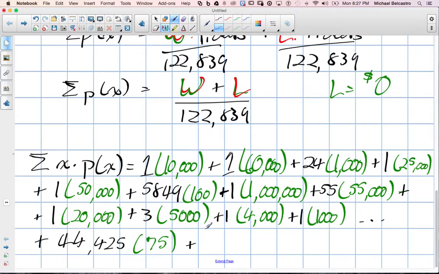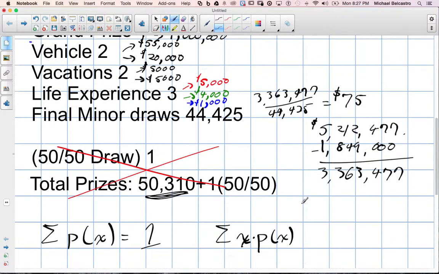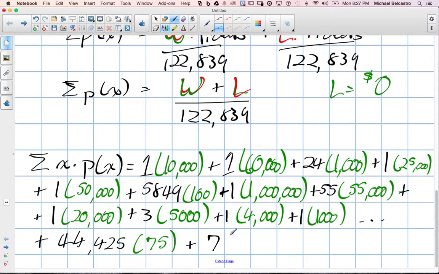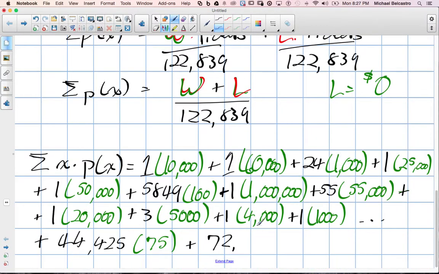Then you get, because remember talking about how many losing tickets there were? There's 72,529. Shots at 0. Now, you can write that in for expected value, right? But what is 0 times this amount? 0, and anytime we add 0, it doesn't do anything. So this kind of cancels itself out.